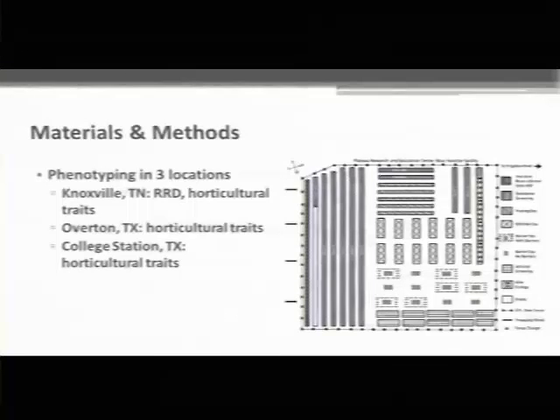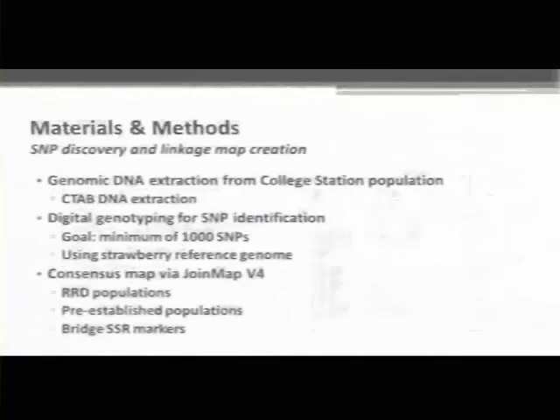So that College Station population will provide our source for DNA for all of our QTL analysis. We'll be using a method called digital genotyping for our SNP identification. We've decided to use SNPs because they are relatively easy to get a hold of, to create, and then also we can get a lot of them in one go.